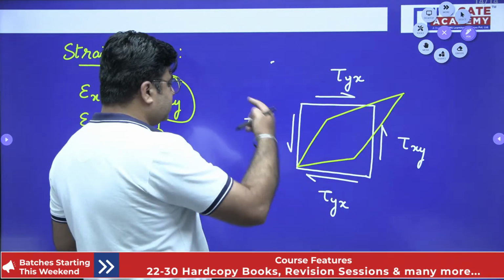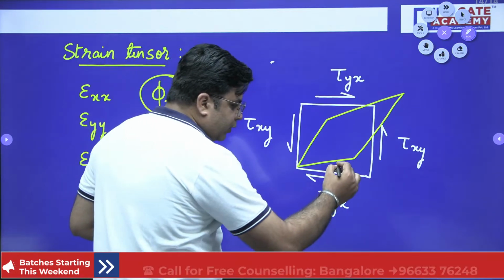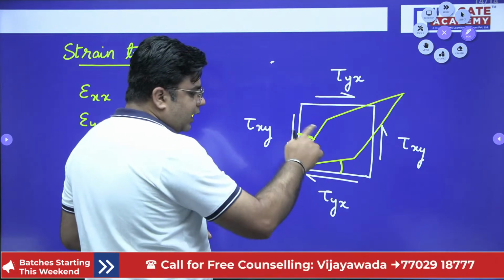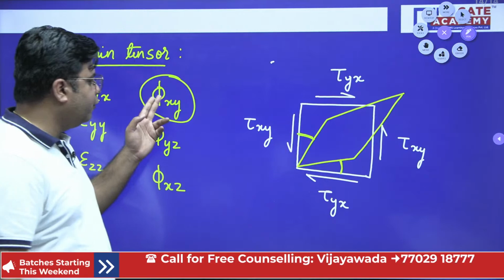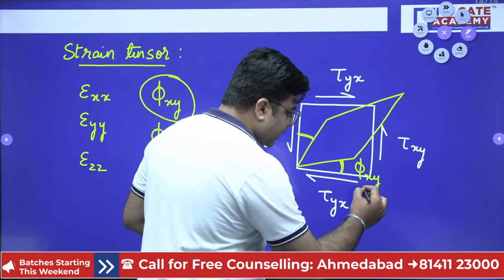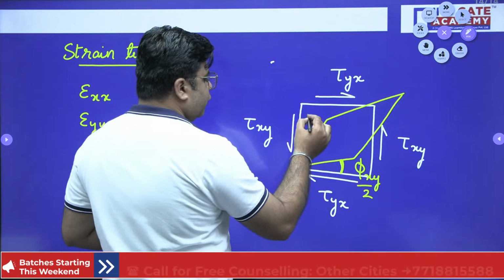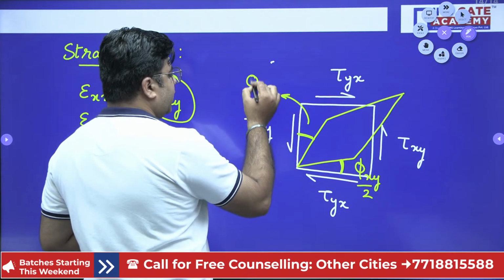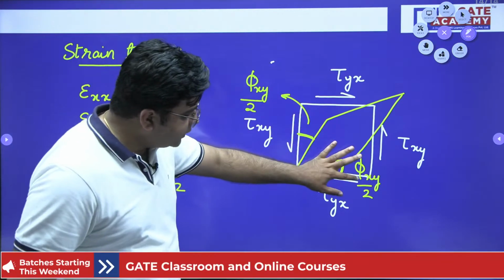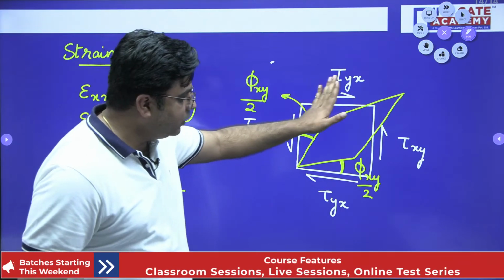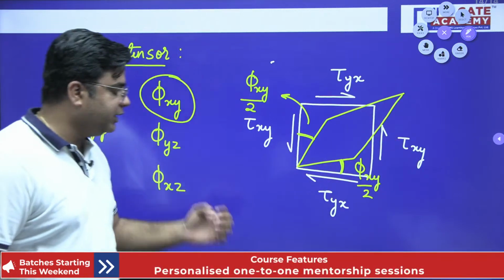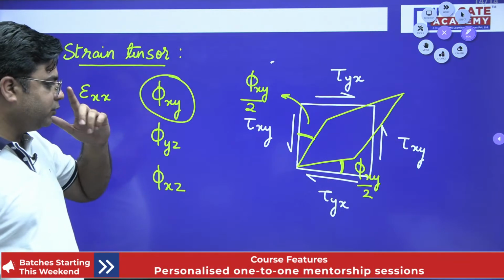Now understand how this phi xy develops. Half of the phi xy will develop here and another half of phi xy will develop here. When you add these two angles, you will get the total value of phi xy. So this angle is phi xy by 2 and this angle is also phi xy by 2. When you add phi xy by 2 and phi xy by 2, you will find that over this xy plane, the total shear strain that will be coming is phi xy, right?